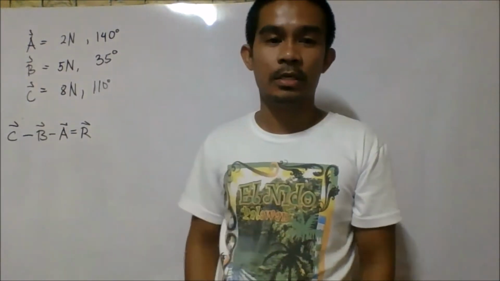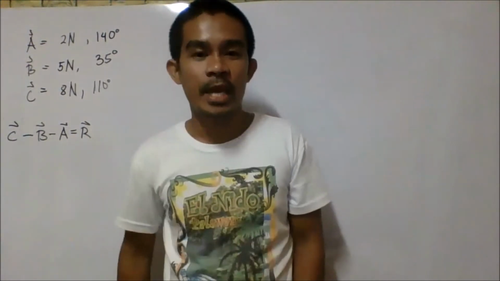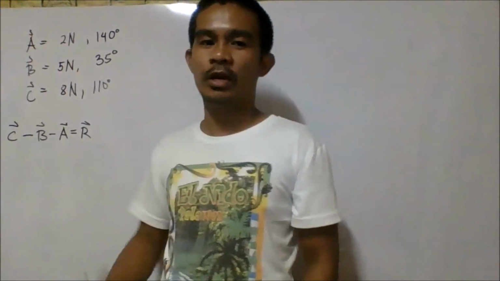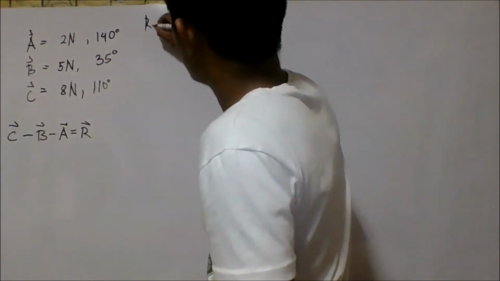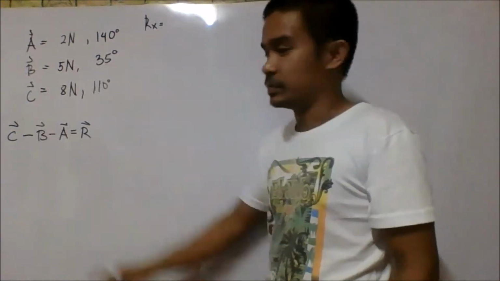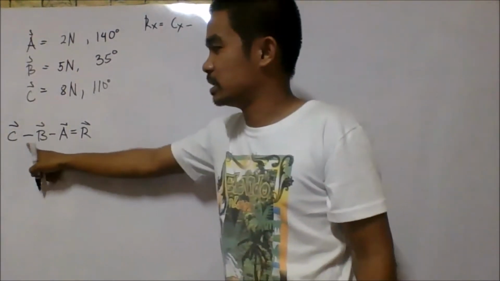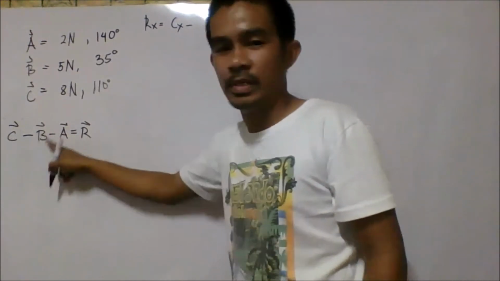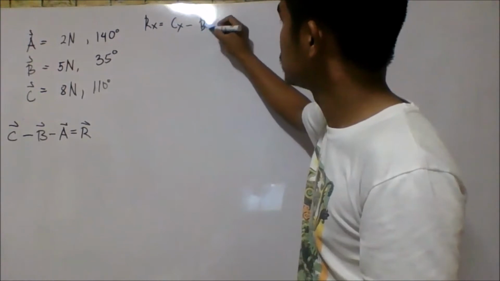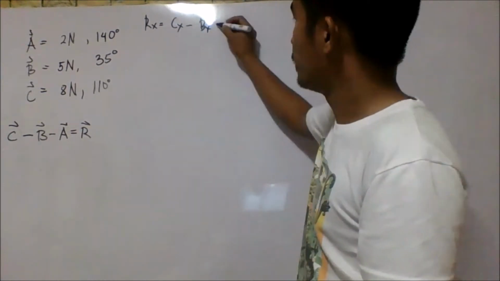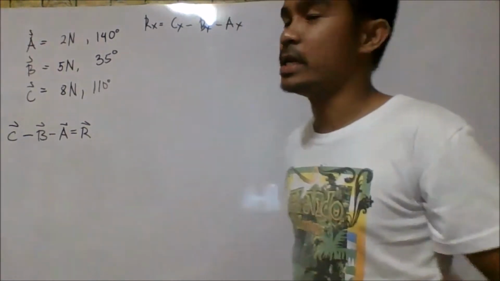minus vector A. Okay, so the first thing to do is to look for the x component of vector R. What is R of x? So C of x minus, since this is minus vector B, we have minus B of x, minus A of x, since that's minus vector A.